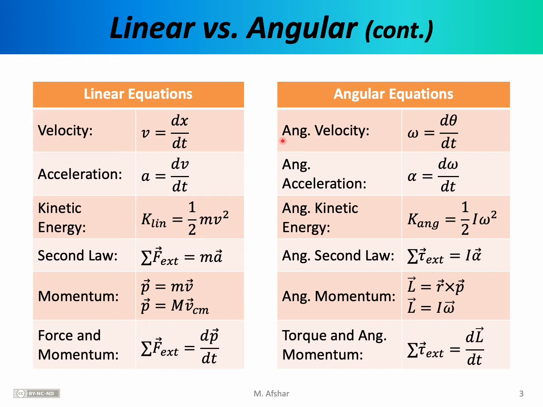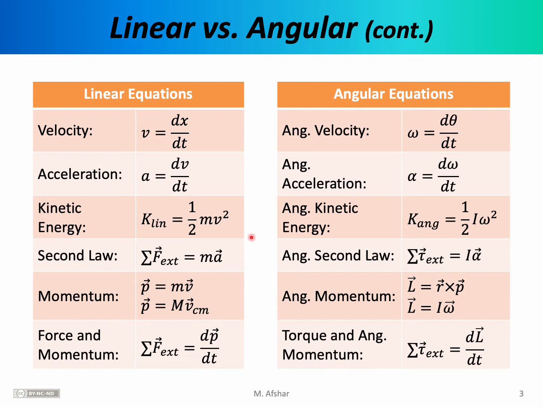The algebra or the calculus that's involved in solving for these quantities is almost exactly the same. Acceleration is the first derivative of velocity or the second derivative of position with respect to time. Similarly, angular acceleration is the first derivative of angular velocity or the second derivative of angular position. An object in motion is going to have energy. We call that energy kinetic energy.